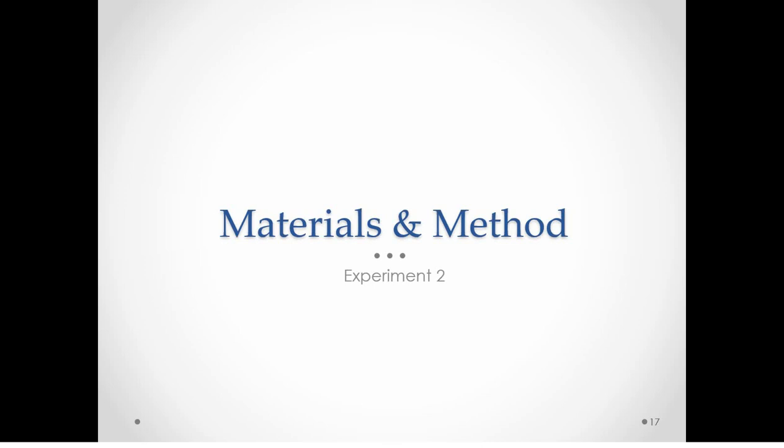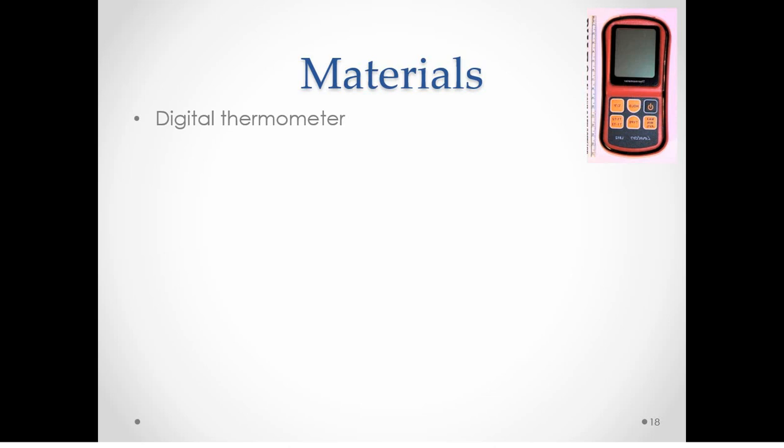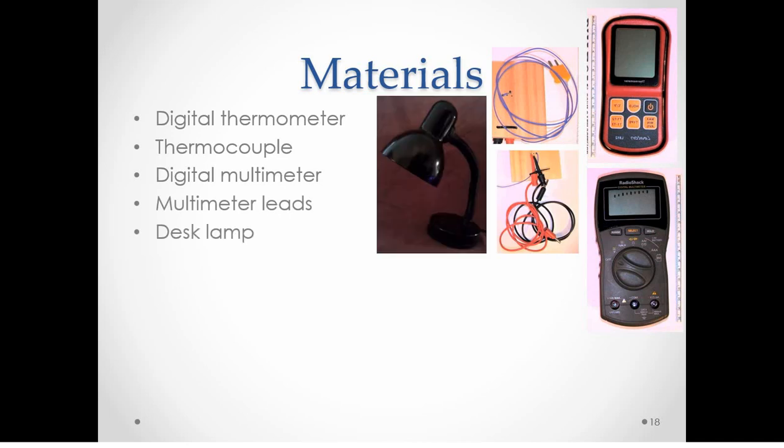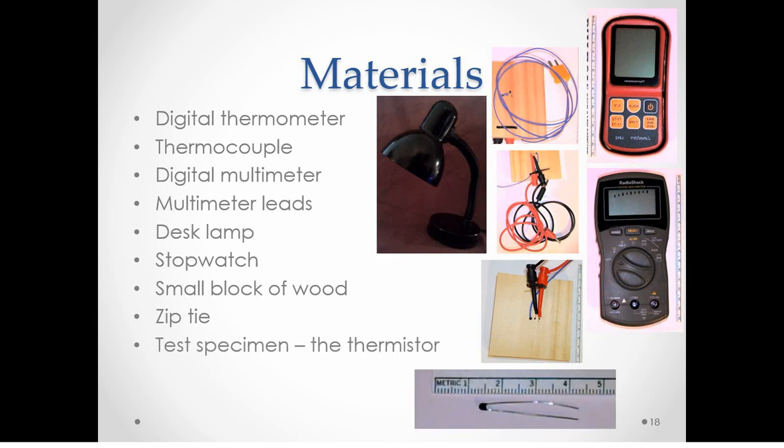Let's look at the experimental setup for experiment 2. To conduct this experiment, the required materials include a digital thermometer, a K-type thermocouple, a digital multimeter, multimeter leads, a desk lamp, a stopwatch, a small block of wood, a zip tie, and the test specimen. You will need to provide a piece of paper and a pen or pencil so that you can collect the data from the experiment.